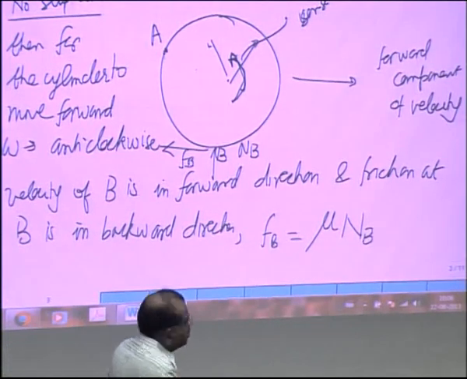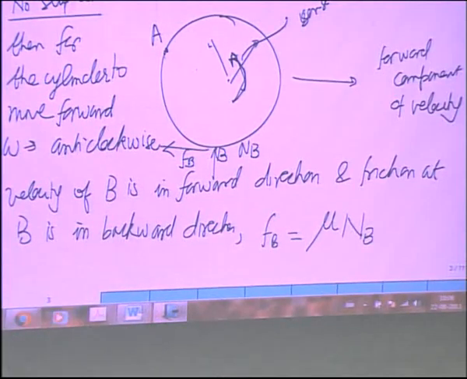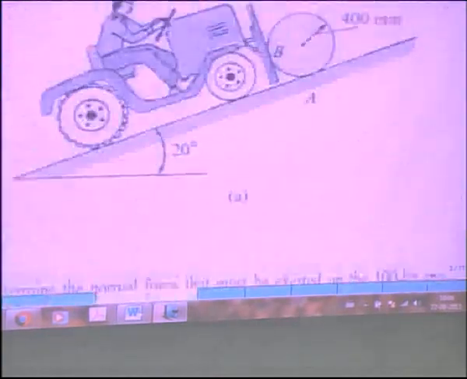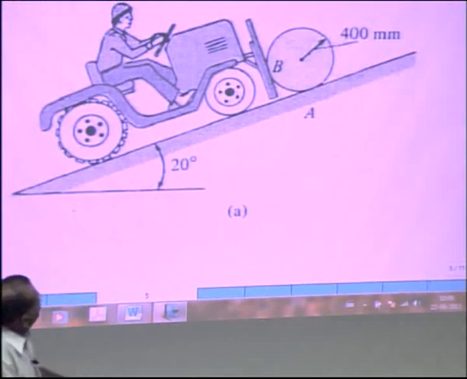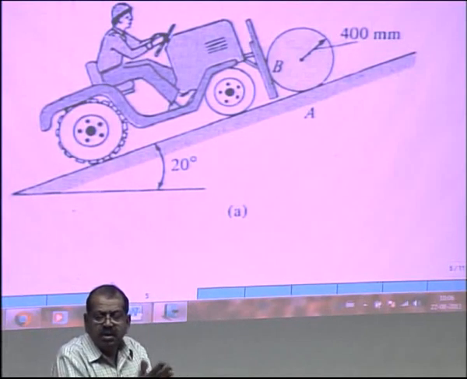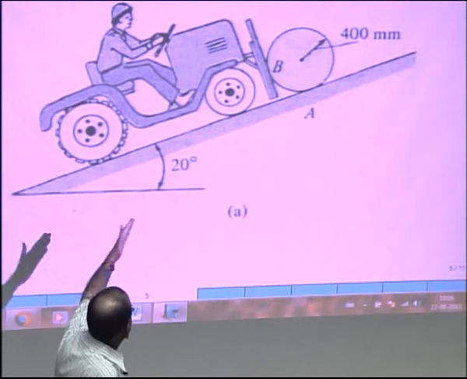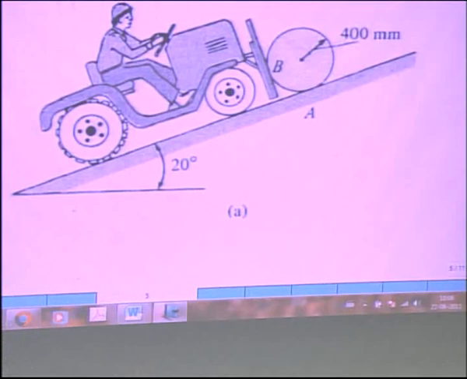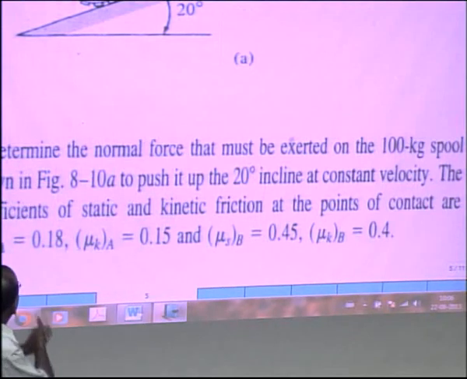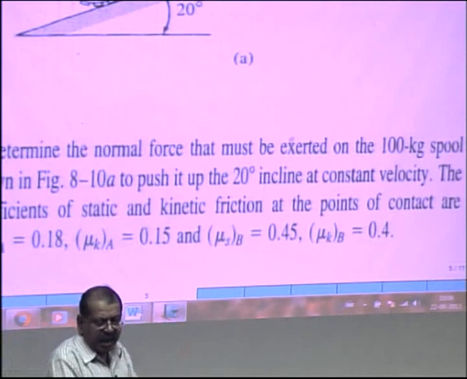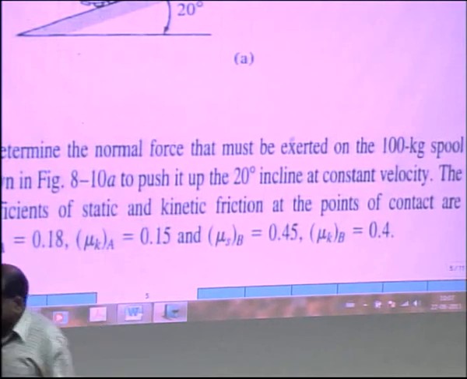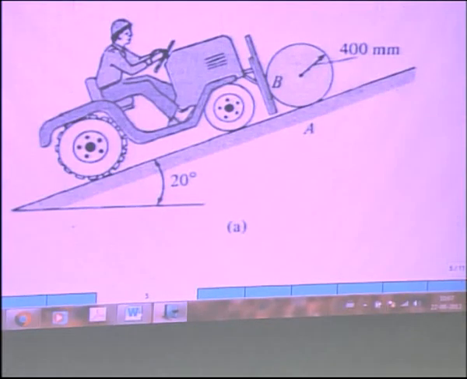So, this sort of an analysis you may have to do when you solve the problem, and how this analysis is done, let me just illustrate with a problem. We have this problem where a tractor is pushing a log on the ground with a constant speed V. The angle is 20 degrees, the dimensions are given, the weight of the log is 100 kilograms. Determine the normal force that must be exerted on the 100 kg spool to push it up the incline at constant velocity. The coefficients of static and kinetic friction at different contacts are given to you. So, we have to push this.